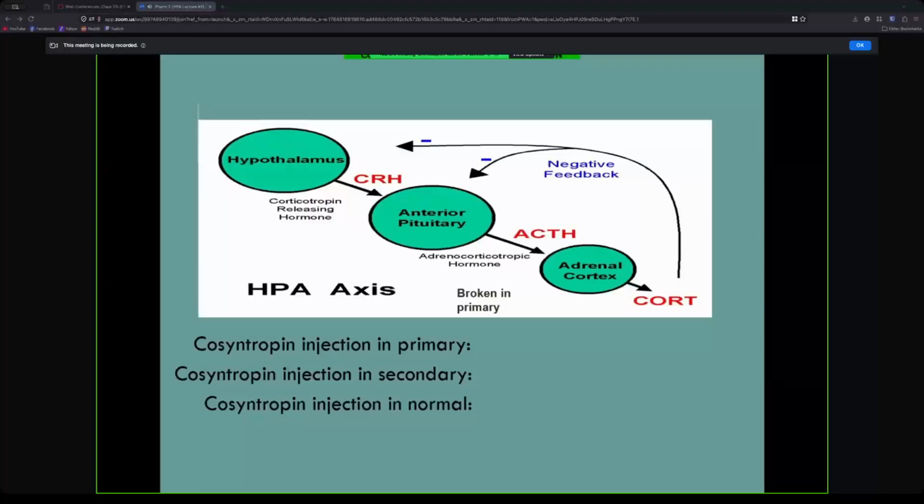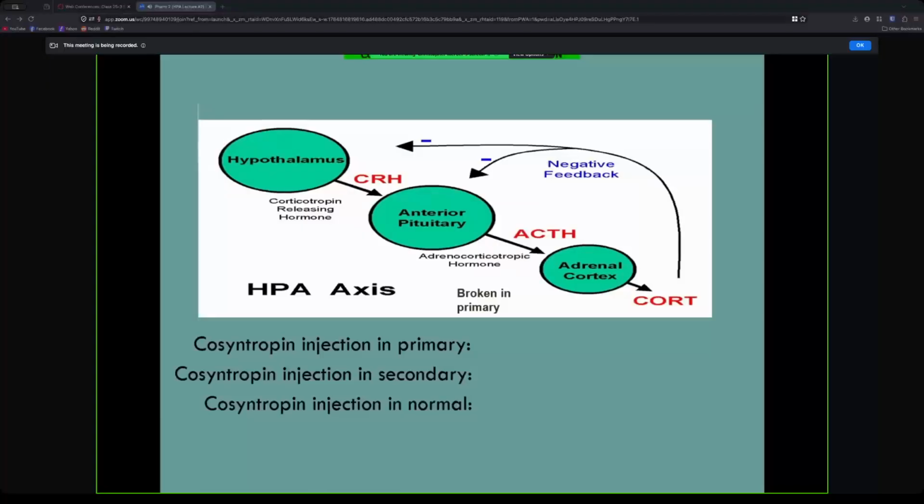And then in normal, we expect when we give the cosyntropin that the cortisol is going to rise. It's going to rise up after we give the ACTH stimulus. And that's just showing on the axis here. So broken in primary, that's your middle shortcut. That's what you need to think about. So it never responds, regardless of how much stimulation it gets. And that's the big differentiator from secondary disease.